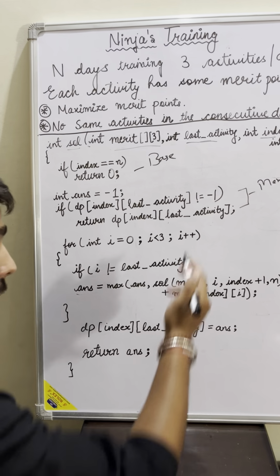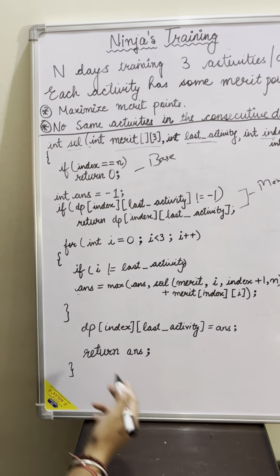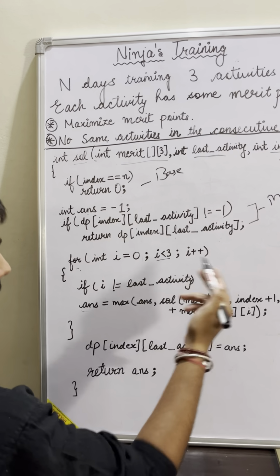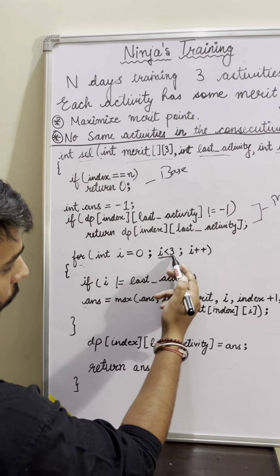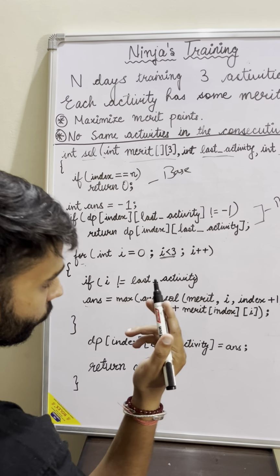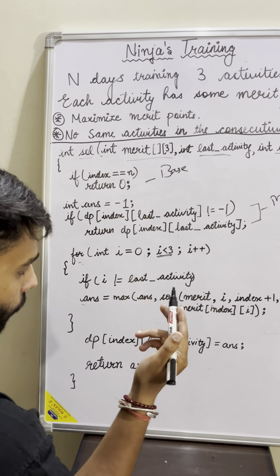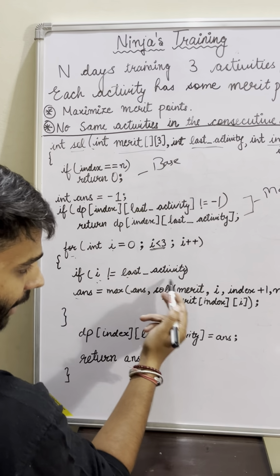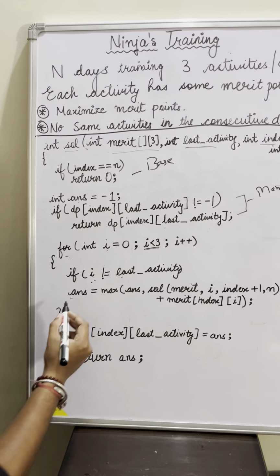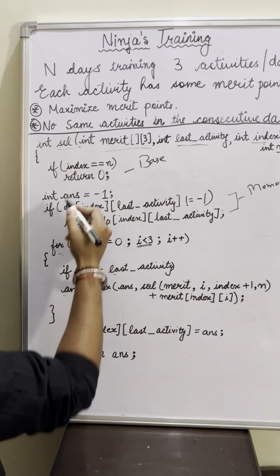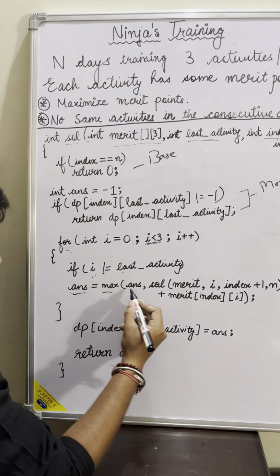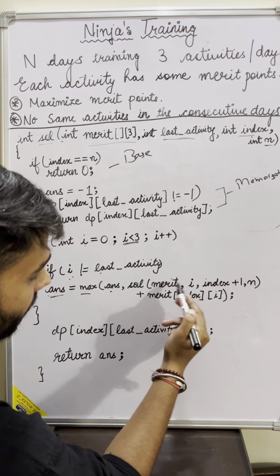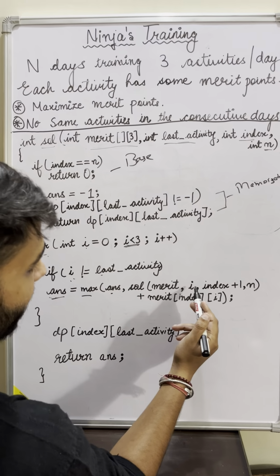Okay, so if it's not calculated, if we are calculating it for the very first time, we just simply run a for loop of 3. This is for all the 3 activities, but we just need to check if the last activity is not equal to the current activity. So if we are at index and it's not equal to last activity, we simply take the maximum: answer equals max of answer, comma, solution. We are calling this function again, merit. Here last activity is i.